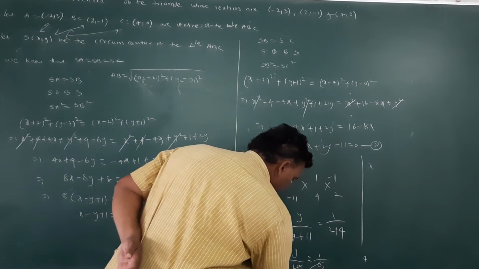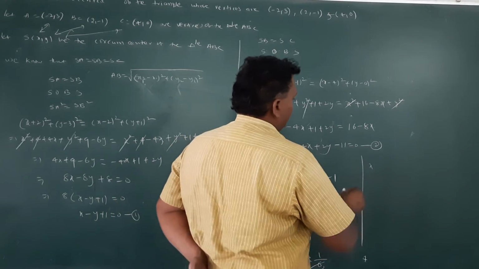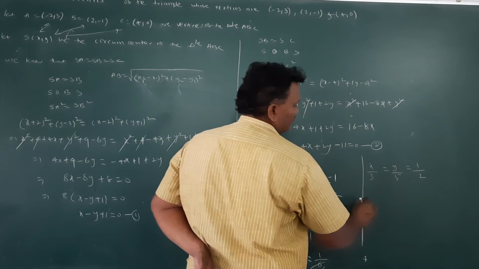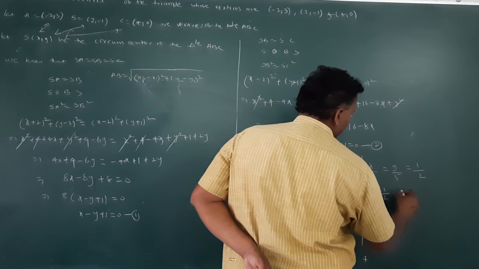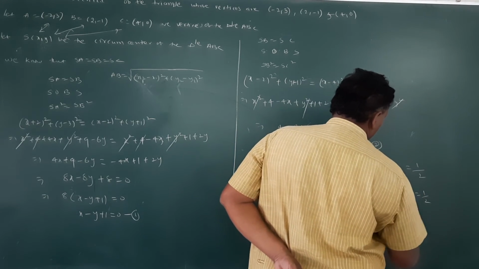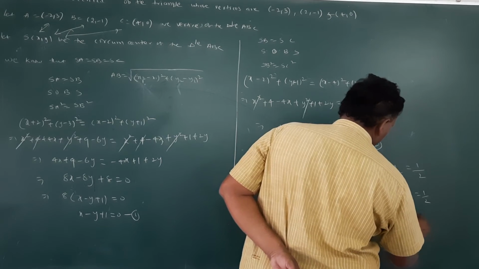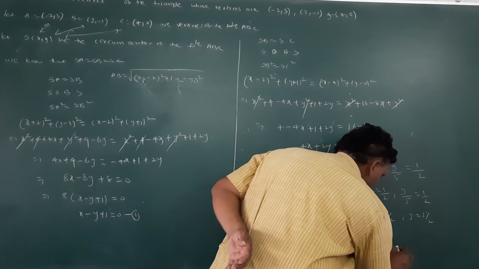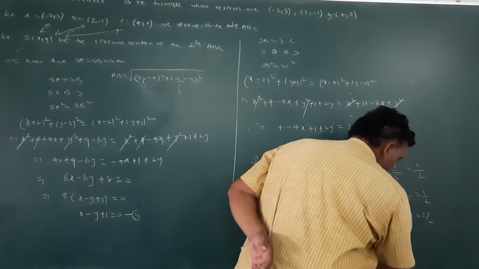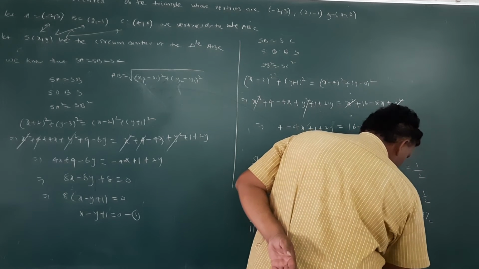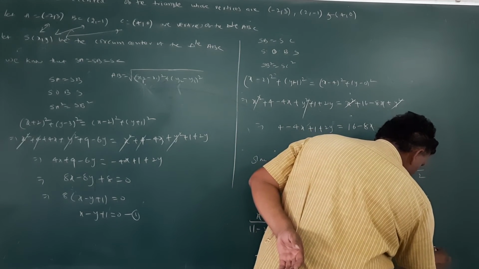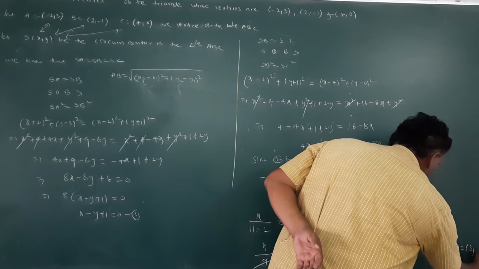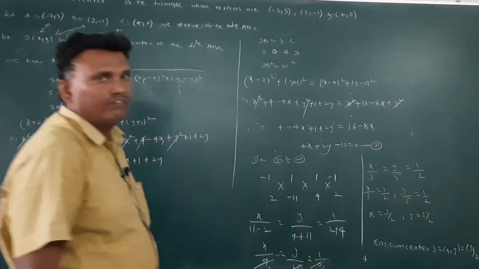x by 9, 3 2s are 6, 3 5s are 15, 3 3s are 9. x by 3 is equal to y by 15 is equal to 1 by 2. x by 3 is equal to 1 by 2. y by 5 is equal to 1 by 2. x is equal to 3 by 2. y is equal to 5 by 2. The circumcenter S, x comma y, is equal to 3 by 2 comma 5 by 2.